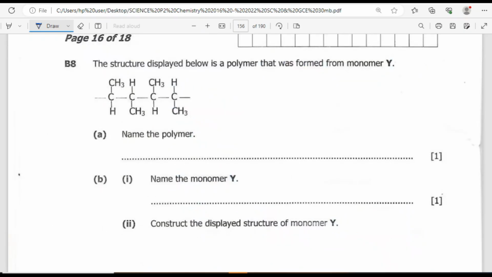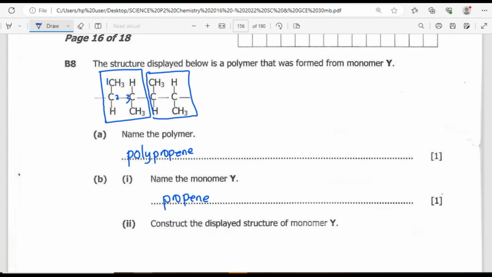Okay, so the structure displayed below is a polymer that was formed from monomer Y. Name the polymer. So we know that for us to name the polymer, we need to begin by poly. Then let's do this. I told you what to do. You need to circle these so that you have the same repeating unit. So now, for you to identify the monomer, you just have to count the number of carbons from each circled part. So we have 1, 2, 3. So 3 is Prop, which is propene. So the name of the monomer is just propene.